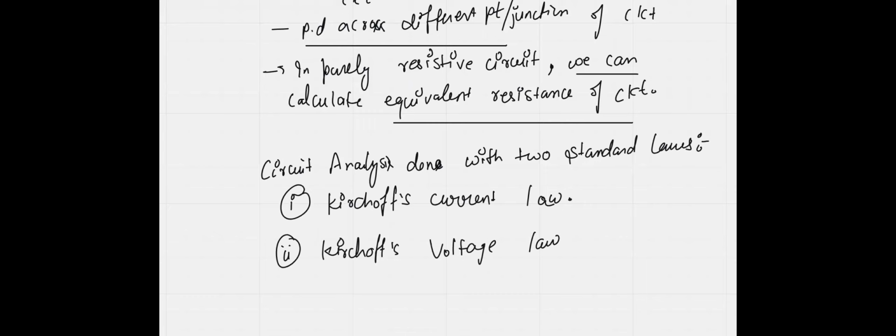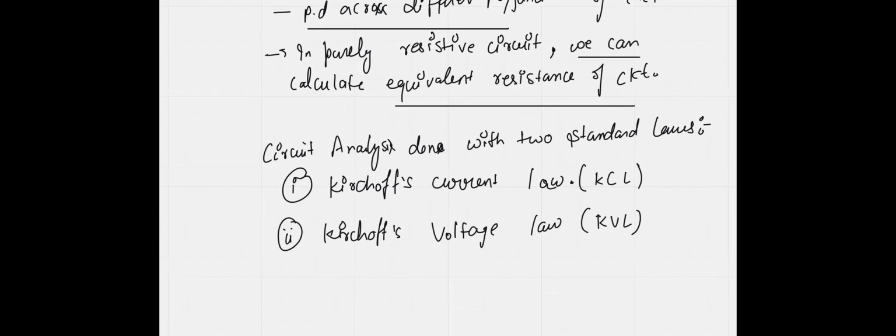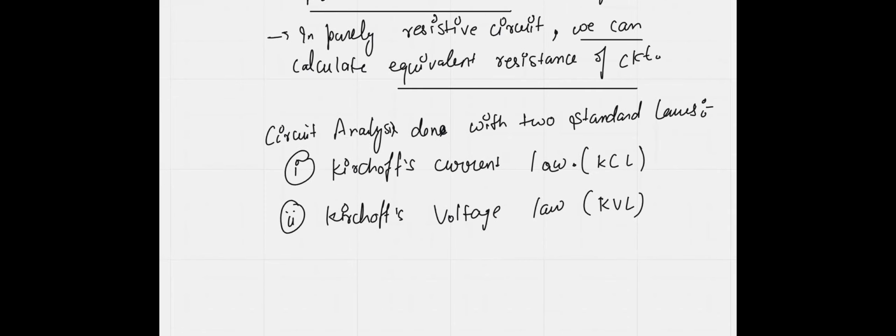This can be abbreviated as KCL, and this can be abbreviated as KVL. Kirtana, the previous circuits which we have solved were purely resistive, where you can easily figure out which is series, which is parallel. We don't much need the Kirchhoff's laws there.